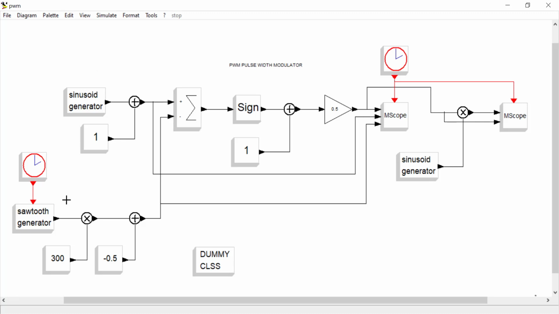And the sawtooth generator is what we use to generate the pulse width modulation, and we compare the sawtooth against the sine. We subtract the two, and then we take the signum. The signum is, if the signal is greater than 0, it's a 1, and if it's less than 0, it's a 0. So let's see what that looks like.